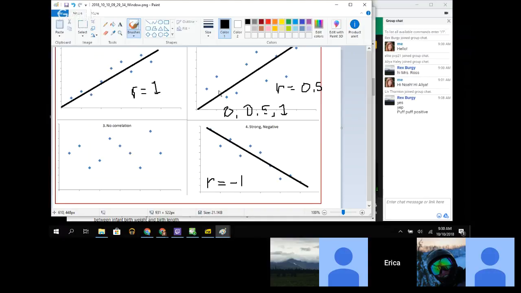Because it's pretty close. And then I know you guys can see no correlation here, but this last one, there's no great way to draw a line. I really can't tell you what it is. So something like this would have an R value of 0, right? It just has no correlation. Kind of all over the place.